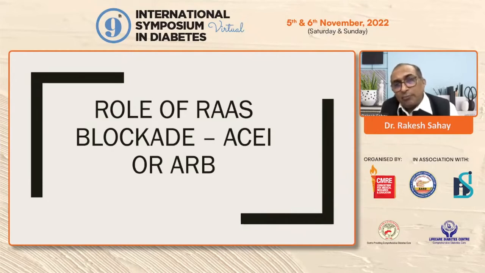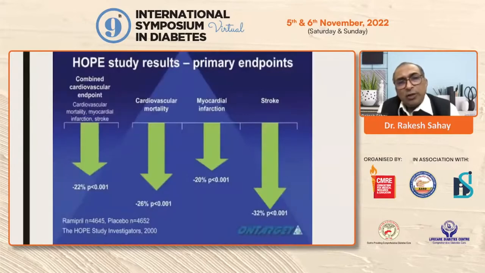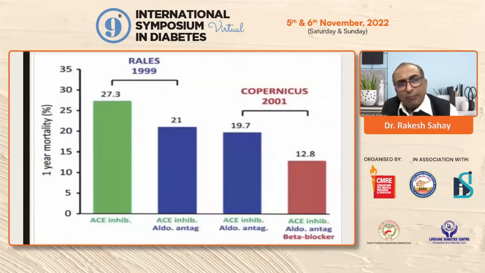The role of RAS blockade is also an important area to be looked at. If you look at the HOPE study, probably that was one of the earlier studies that showed that ramipril could bring down cardiovascular events, and cardiovascular mortality was brought down by 26% with the use of an ACE inhibitor like ramipril. And in the MICRO-HOPE study, which particularly had patients with diabetes, you could clearly see the reduction in CV deaths by about 37% with the use of ramipril. These effects were beyond the baseline therapy with all the other standards of care at that point of time. And if you look at the addition of aldosterone antagonists to the ACE inhibition, probably you have data to show the additional benefit that is there.